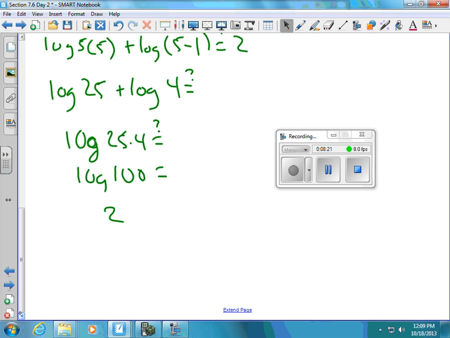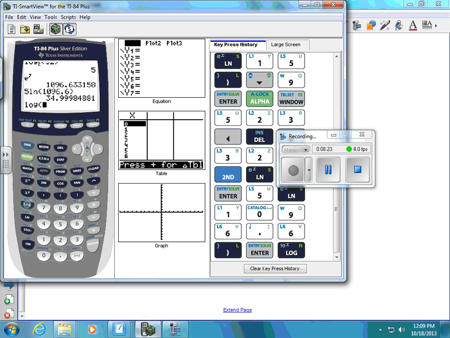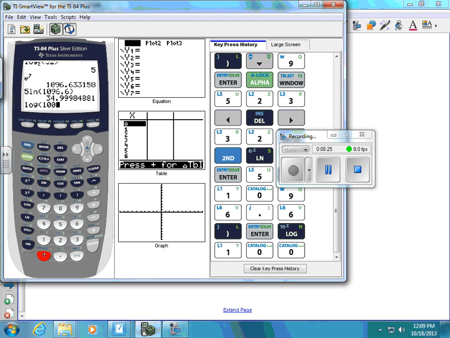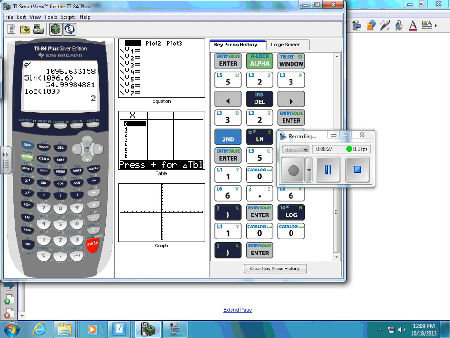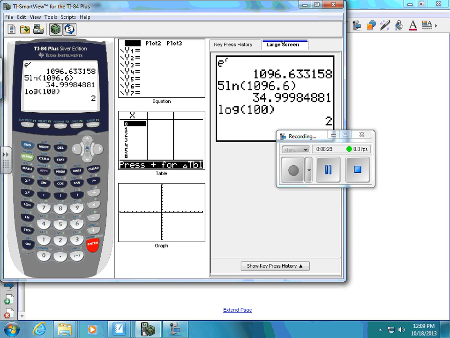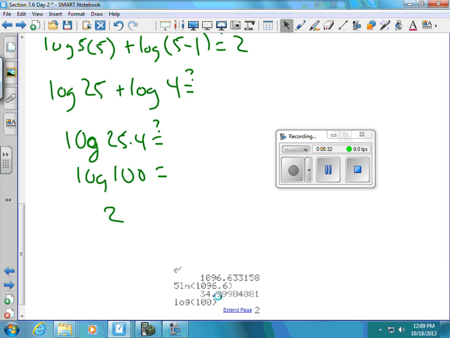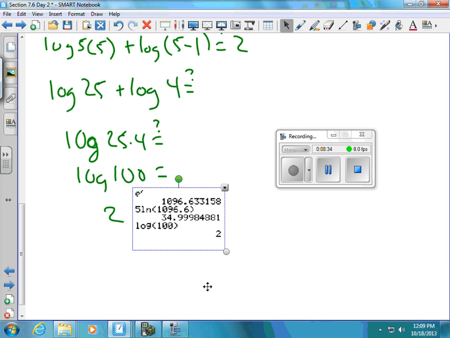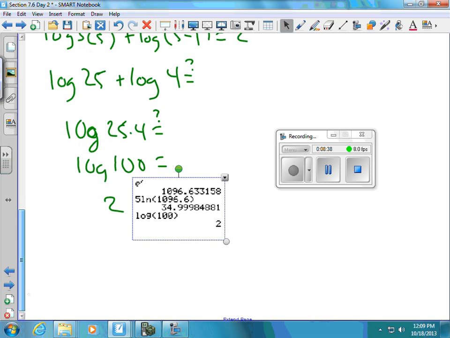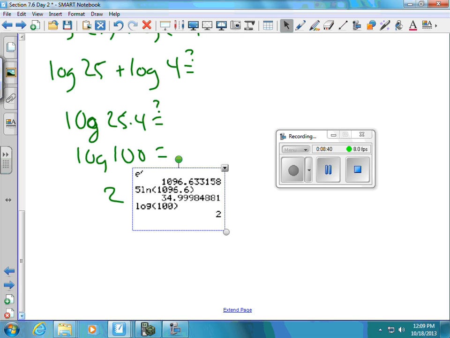Now, if you believe me, do log base 10 of 100. What do you get? We get 2. So we get that answer when it checks out. So we know that the first answer, 5, is a solution. The question is, what about negative 4?